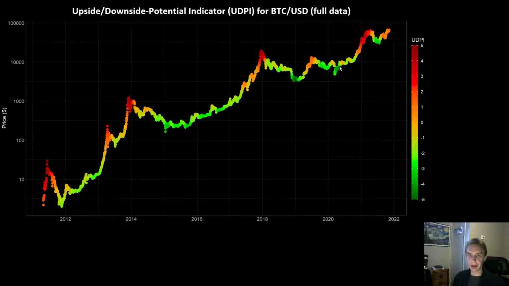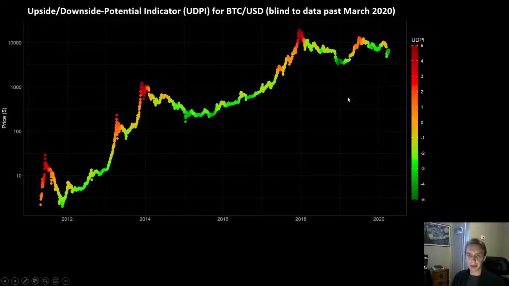Let's see what happens. I'm going to use this move here as our test case. Let's imagine that the UDPI was created right here in March of 2020, and it had no knowledge of what came after this. What I'm showing you here is, again, Bitcoin's price history, but I've made the model blind to data past March of 2020. I've only let it fit itself to data up until this point. It has no knowledge of what comes after this. I've cut it off from that knowledge. So as far as the model knows, it is currently March of 2020.